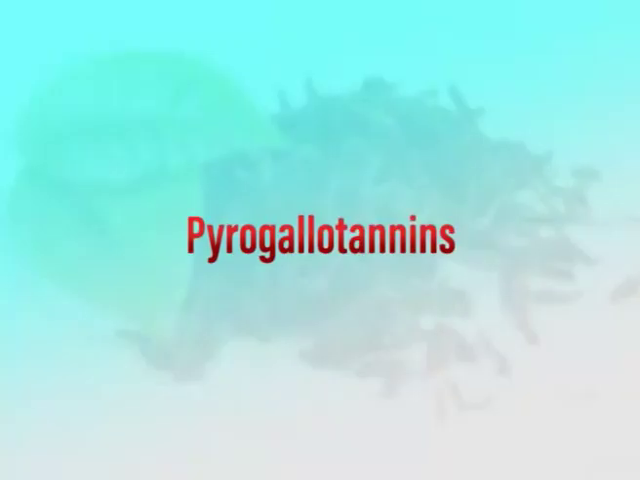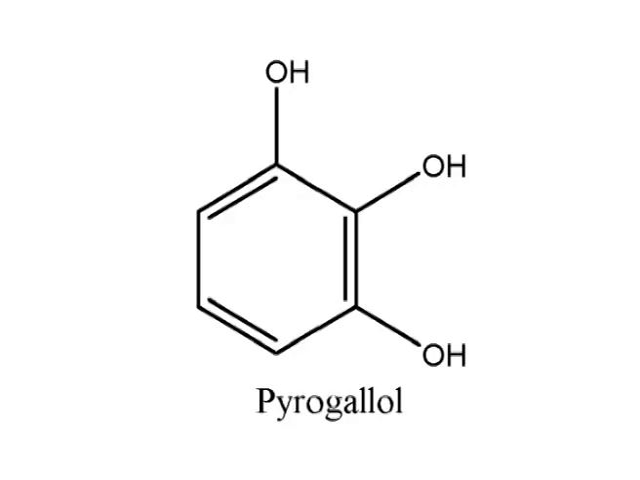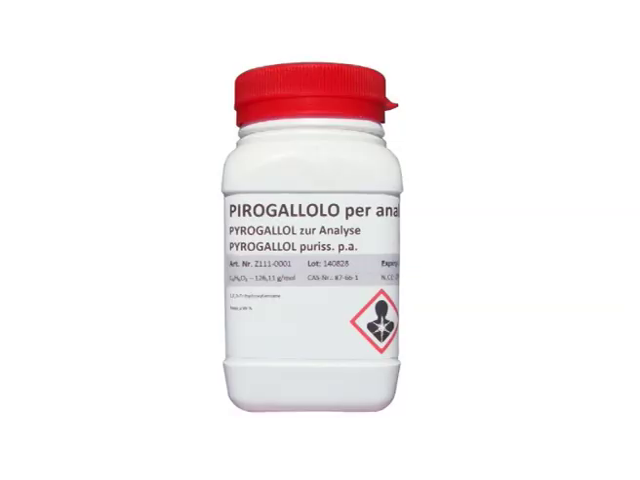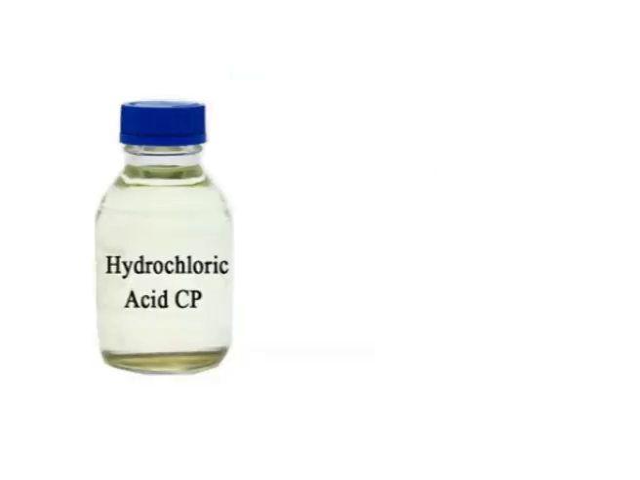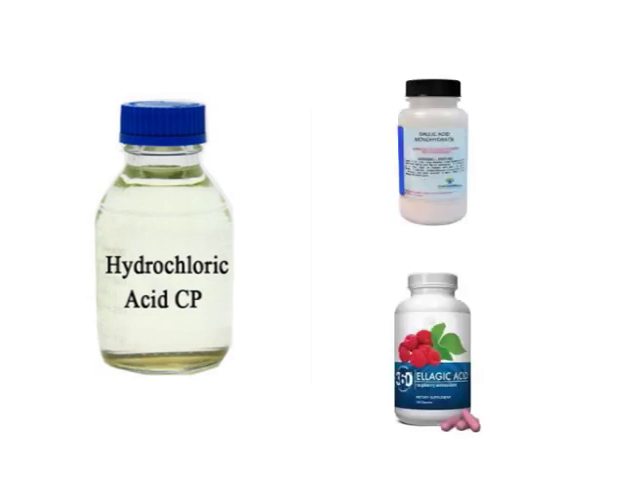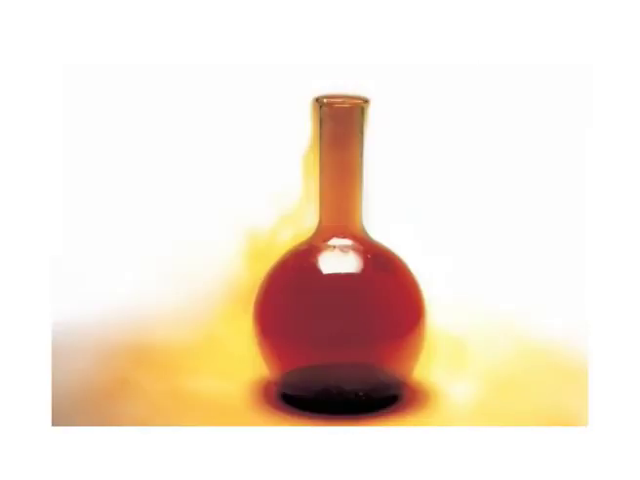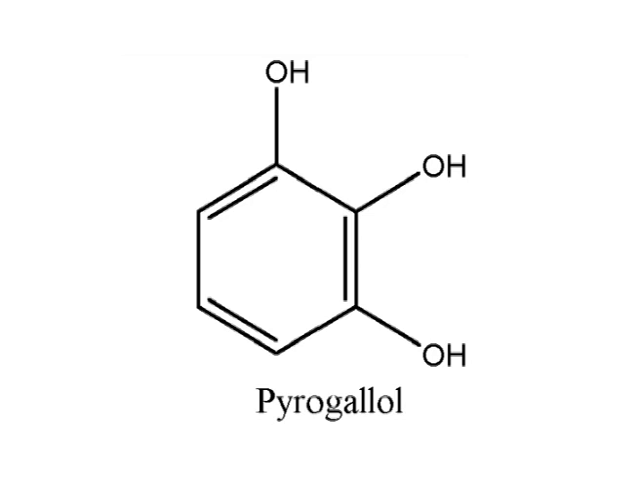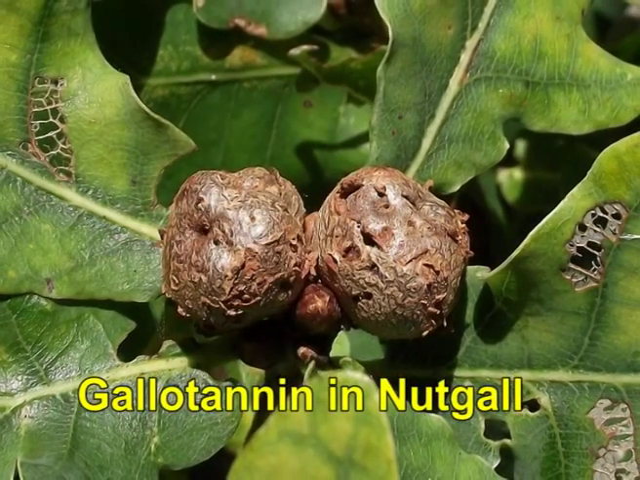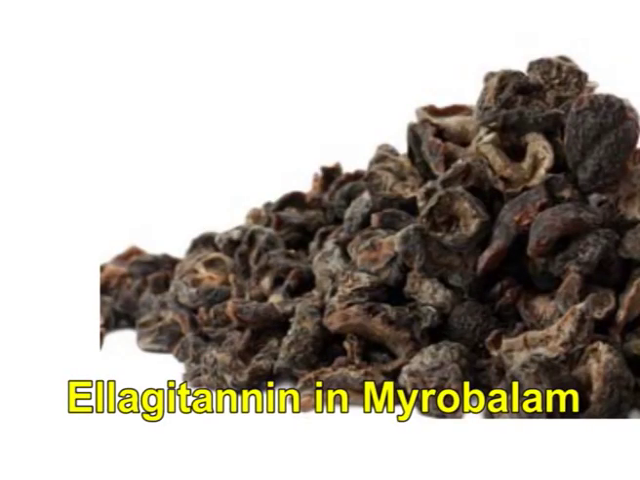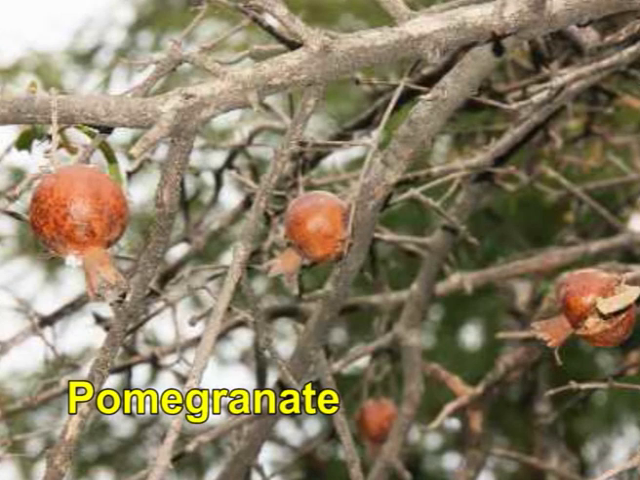Now coming to the other group of tannins, that is pyrogallotannins. These tannins are also called hydrolyzable tannins, as they are hydrolyzed by acids or enzymes. Tannins of this group exhibit the following characteristics. These tannins on heating yield pyrogallol. Second, when boiled with hydrochloric acid, these tannins yield gallic acid or ellagic acid. Third, they form a dark blue or blue-black color when reacted with ferric chloride solution. Fourth, these tannins do not form a precipitate with bromine solution. Examples of the pyrogallotannin group are gallotannin present in nut gall and ellagitannin present in the fruits of myrobalan and in the bark and fruit rind of pomegranate.